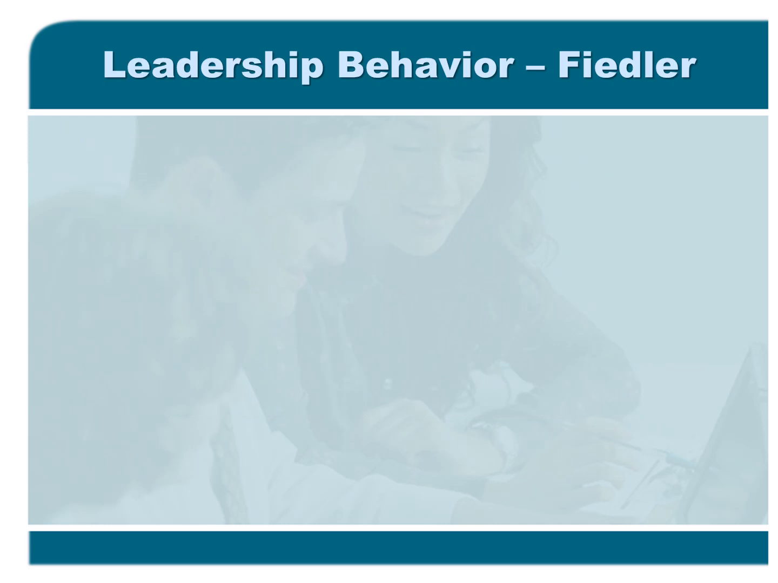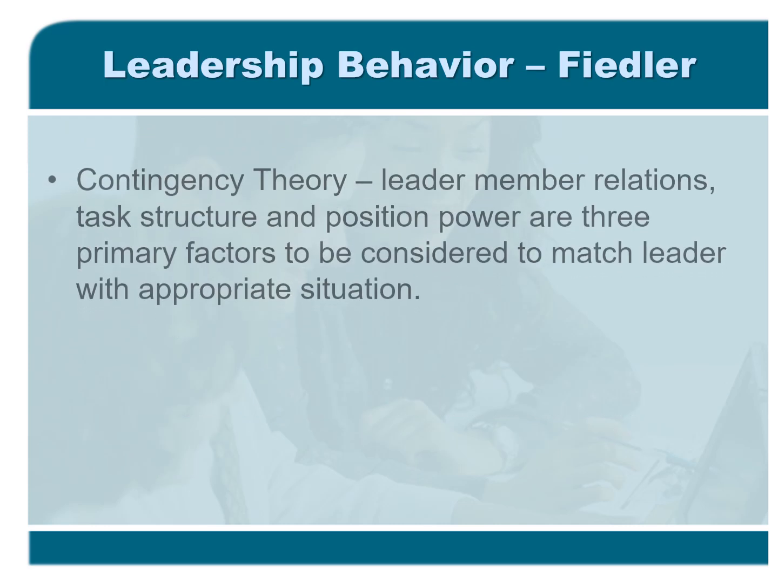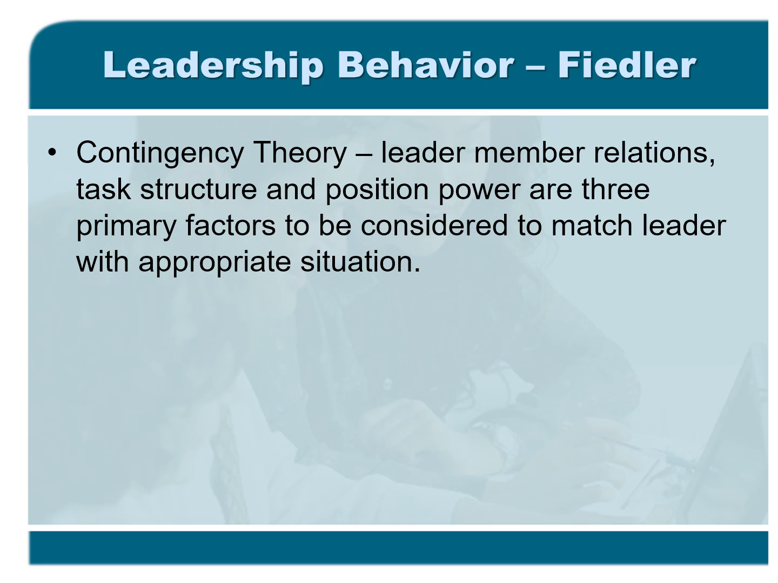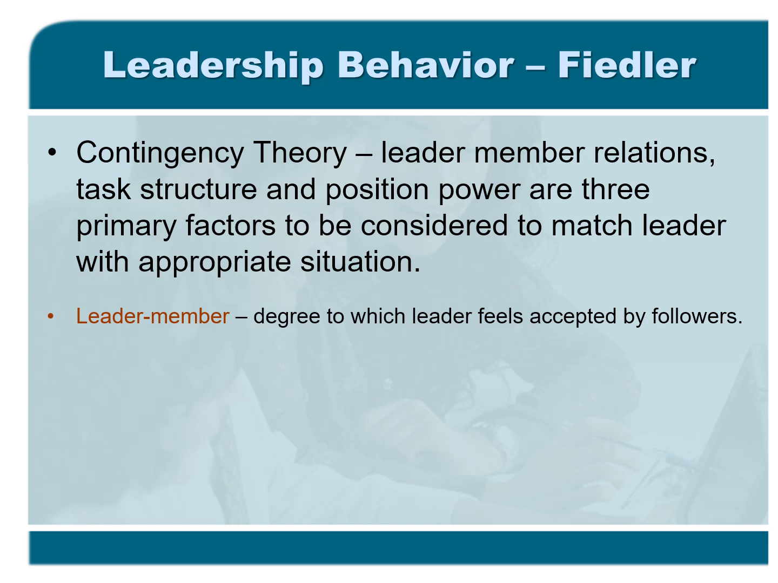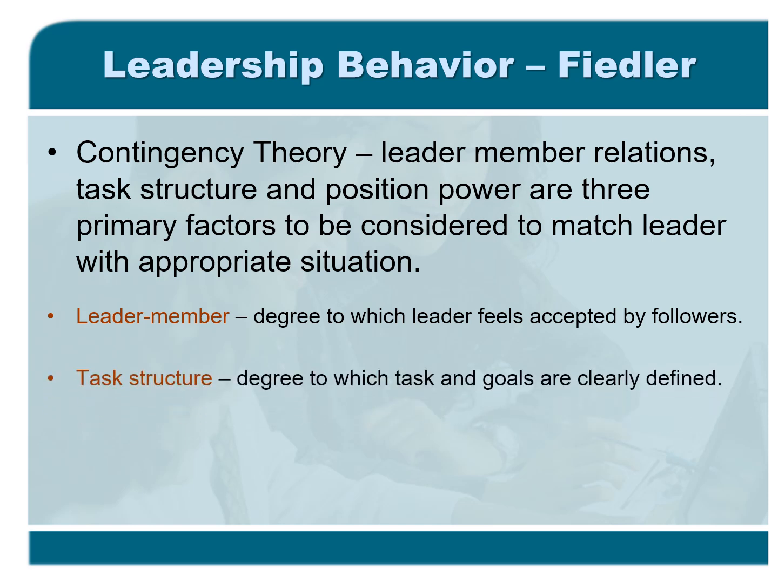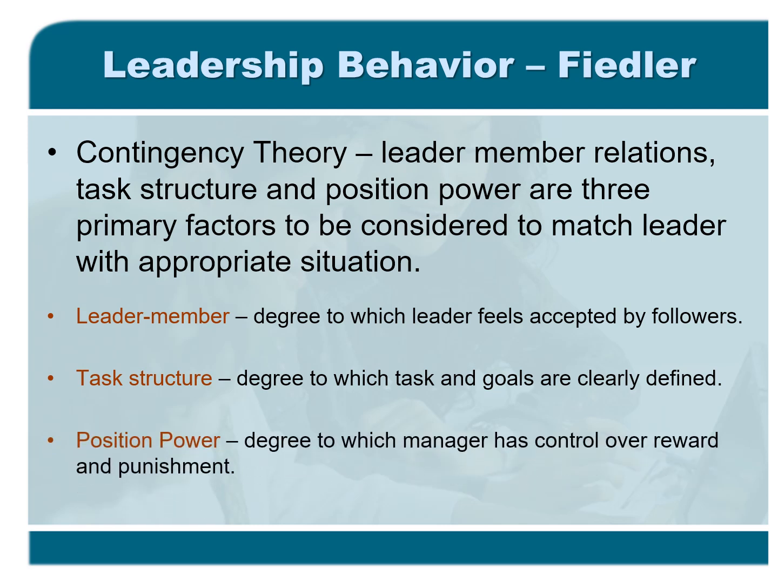Fiedler was one of the theorists who developed the contingency theory, and he says that leader-member relations, task structure, and position power are the three primary factors to be considered to match the leader with the appropriate situation. Leader-member relations is the degree to which the leader feels accepted by followers. Task structure is the degree to which the task and goals are clearly defined. And position power is the degree to which the manager has control over reward and punishment.